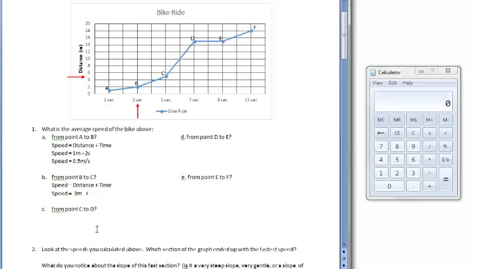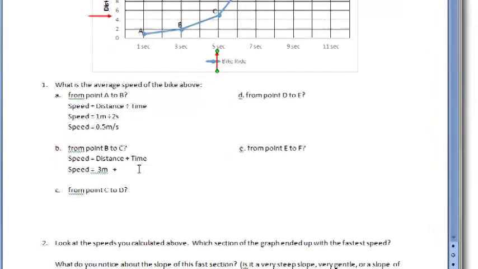Now we have the distance, but we also have to figure out the time. We started at 3 seconds, and when we get to point C, we are now at 5. So when you move from 3 seconds to 5 seconds, you may realize that that is a 2-second difference. Again, if it's difficult for you to just think about it, you can do a subtraction problem. 5 seconds minus 3 seconds equals 2 seconds.